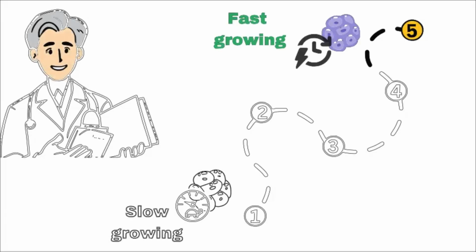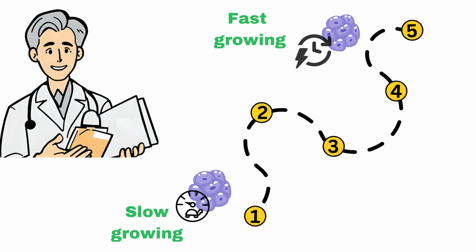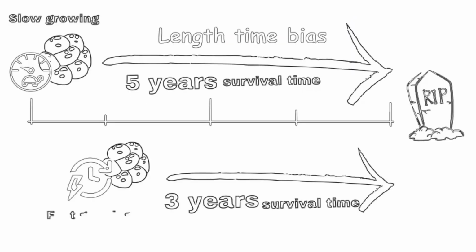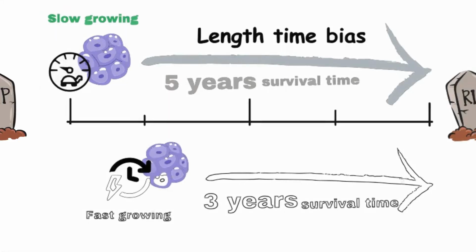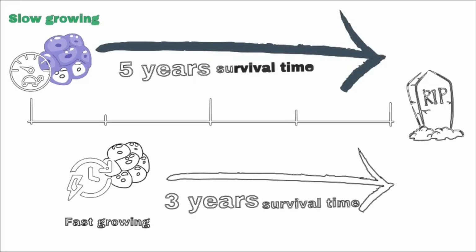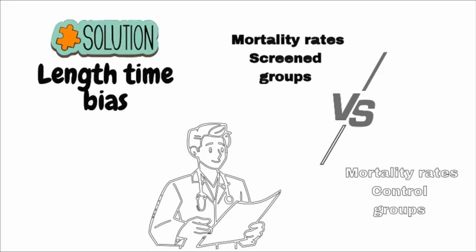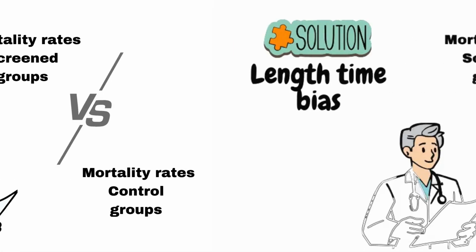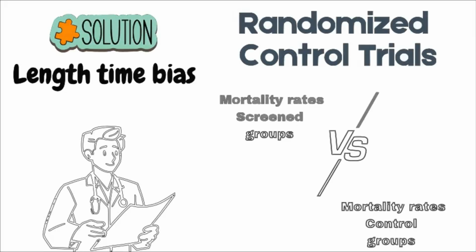Dr. Alex also discovers another issue in screening studies. Screening is more likely to detect slow-growing, less aggressive cancers, while fast-growing, aggressive ones are less likely to be diagnosed early through screening. This is length time bias, which overestimates survival rates between patients with slow-growing and those with aggressive cancers. To reduce this, Dr. Alex uses randomized controlled trials to examine disease mortality rates between the screening group and control group, rather than just comparing survival rates of detected cases.